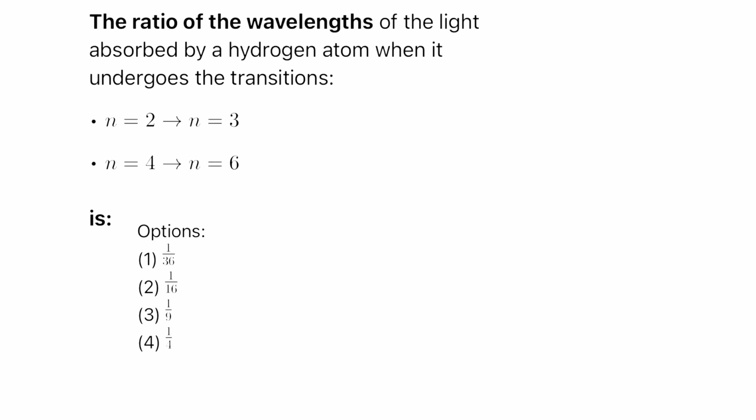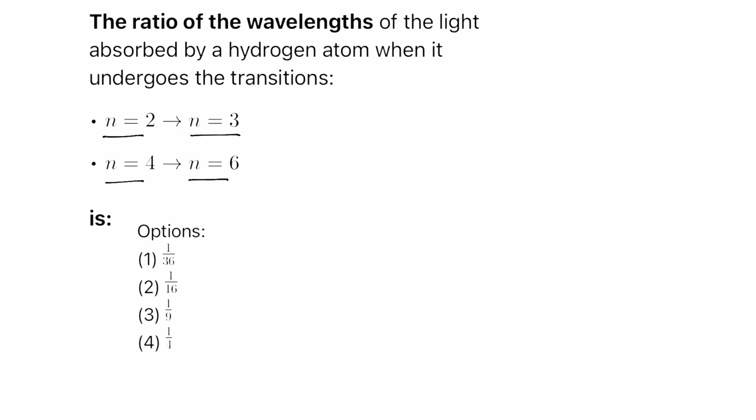Question number 1. This question is from NEET 2025. The ratio of the wavelength of the light absorbed by a hydrogen atom when it undergoes the transitions. First transition is from n equal to 2 to n equal to 3. Second is n equal to 4 to n equal to 6. In both cases, you can see electrons are excited from lower shell to higher shell, right? First case 2 to 3 and second case 4 to 6.